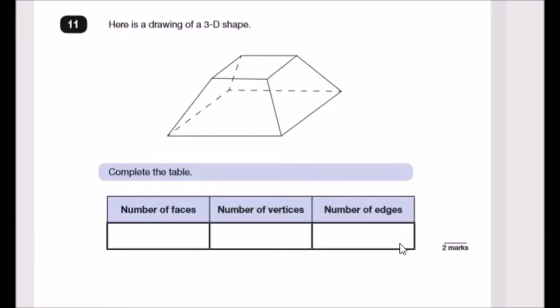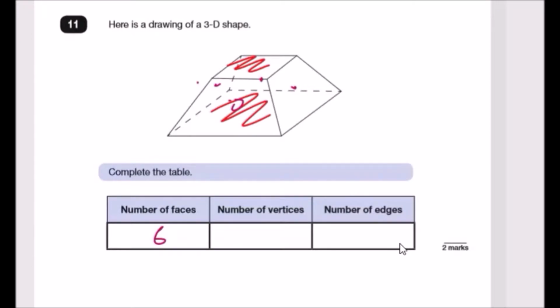Well, I do it like this. I always count the top half, the bases. So we've got one face here and one face on the ground, and then we have, of course, 4 other faces around it, like here, here, here, and here. So that's 6 faces.